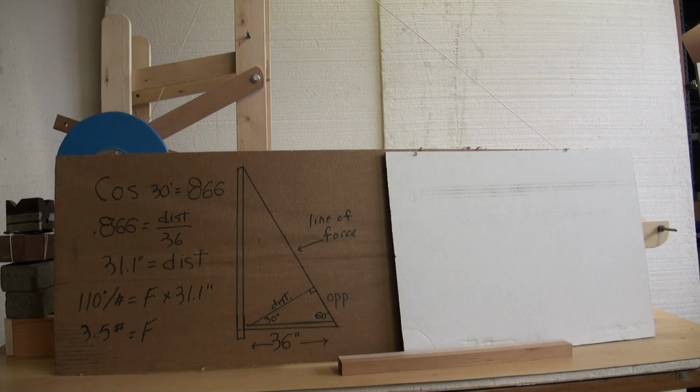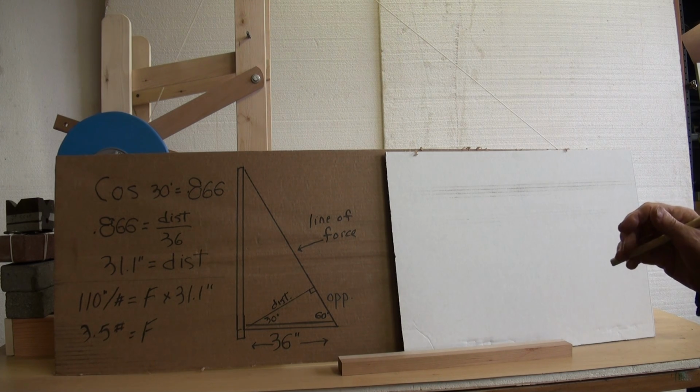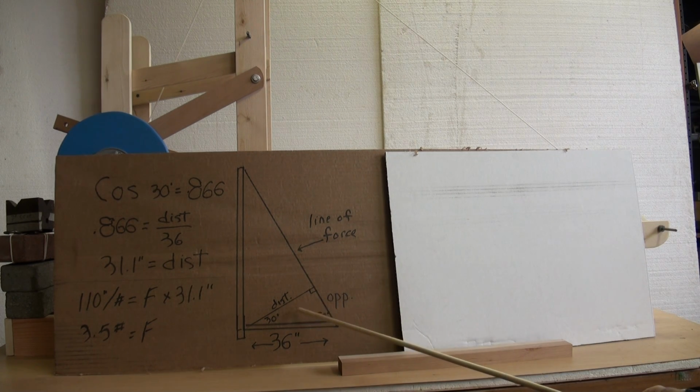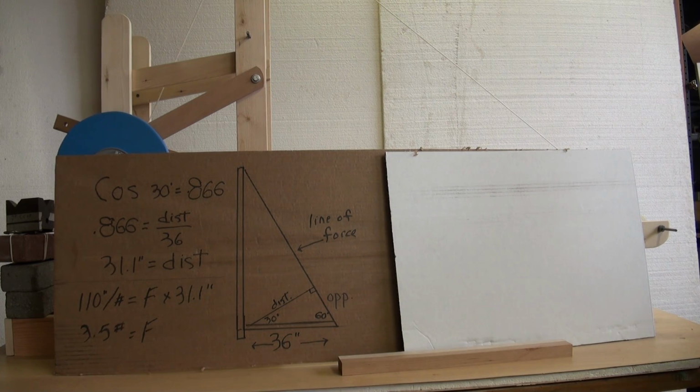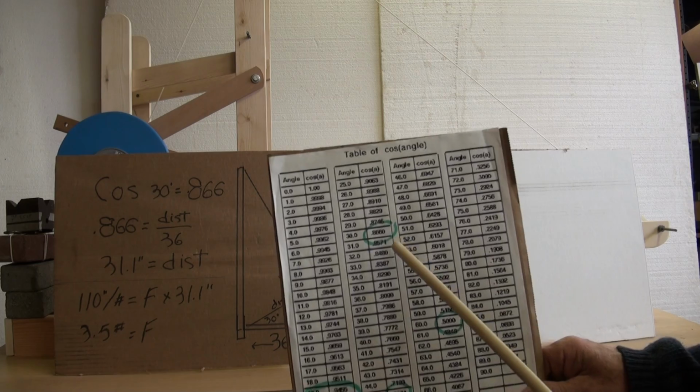The string is the line of force, because that's the line the guys are pulling, so their force goes through the string. Here's that 60-degree angle. We have to find the distance. Now, let's use the 30-degree angle, because that gives us the adjacent over the hypotenuse, which is cosine. Adjacent is what we want, the distance. Hypotenuse, we know, is 36 inches. The only thing left is to find the value of the cosine at 30 degrees, which is 0.866.